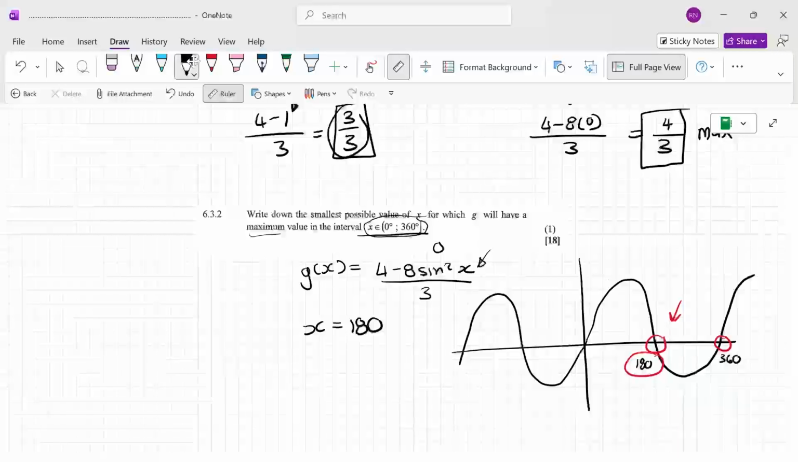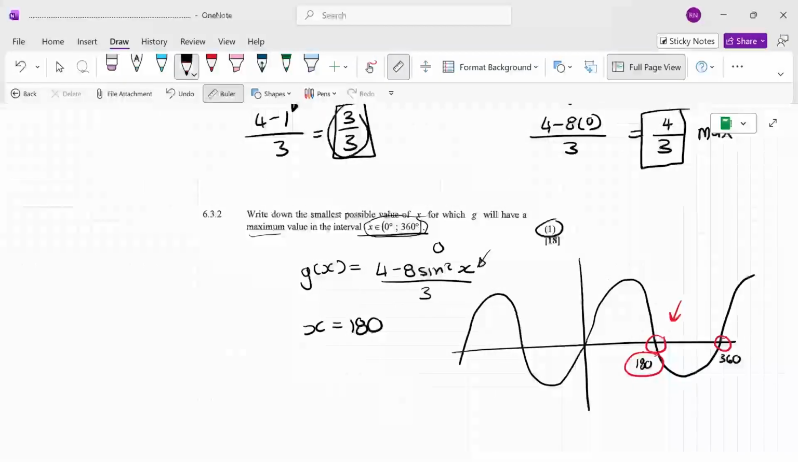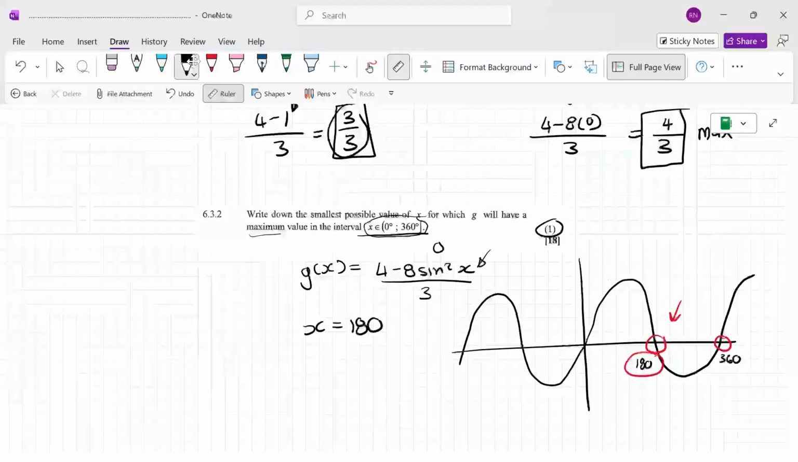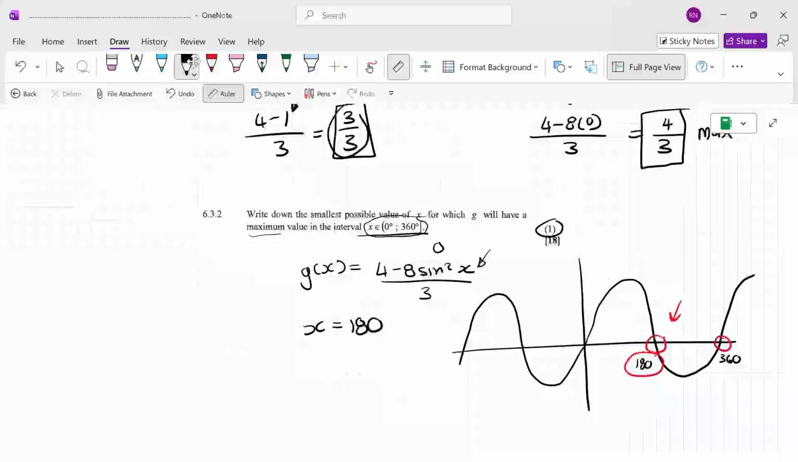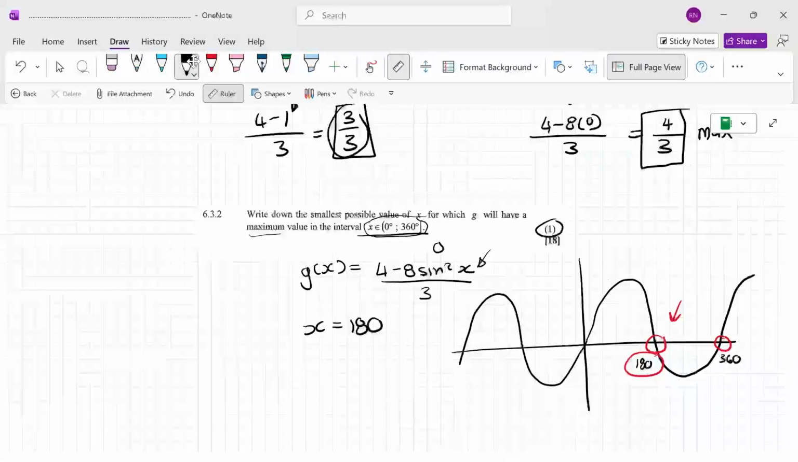If it was confusing, it's okay. It was only 1 mark. But now you know, and if it comes up, you know how to do it, which is always very encouraging.